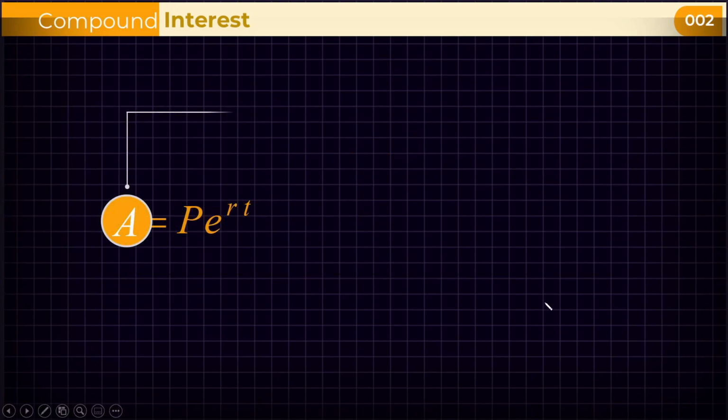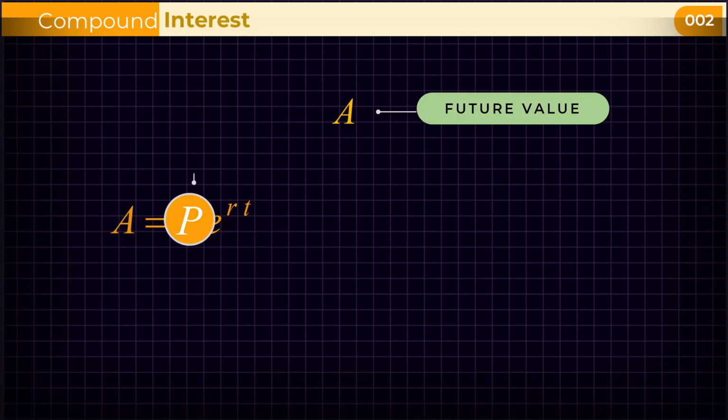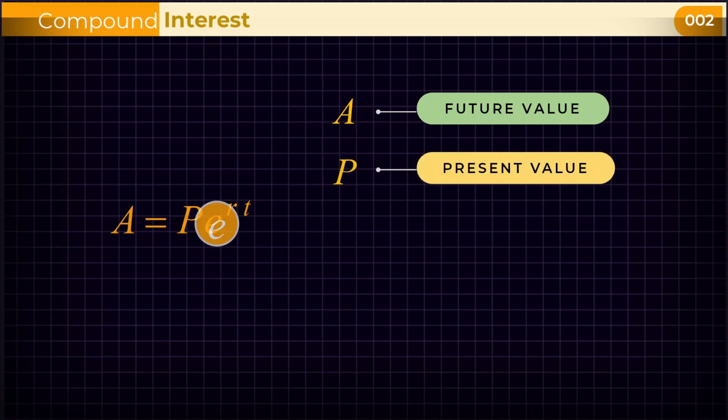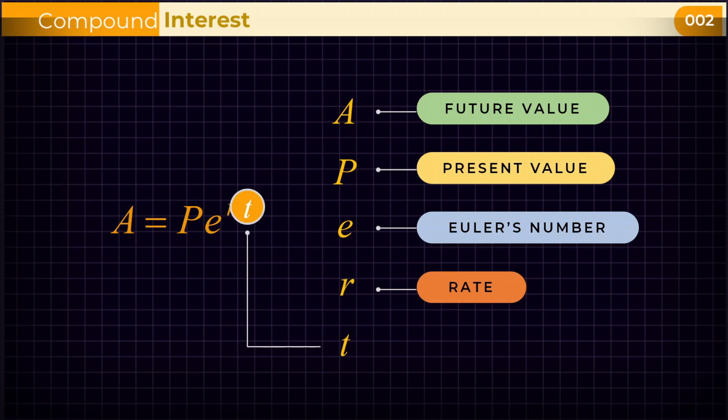So here are the components of our formula. A is the future value, P is the present value, and of course E is our Euler's number. R stands for the rate, that is the rate of interest, and T is the time.